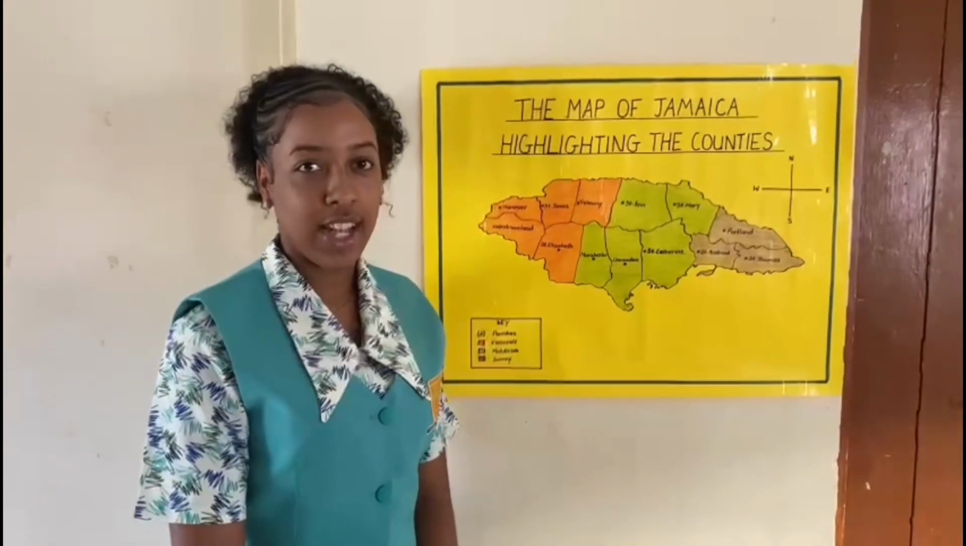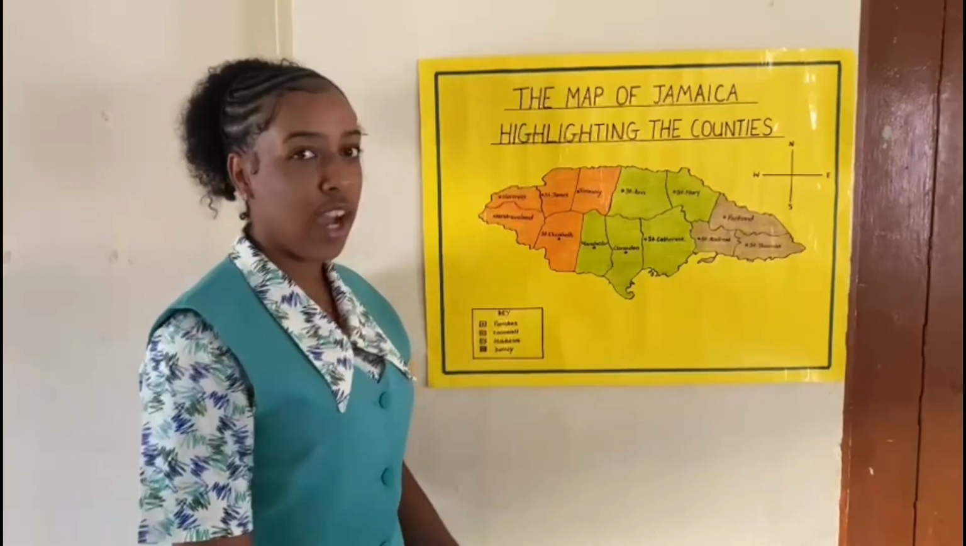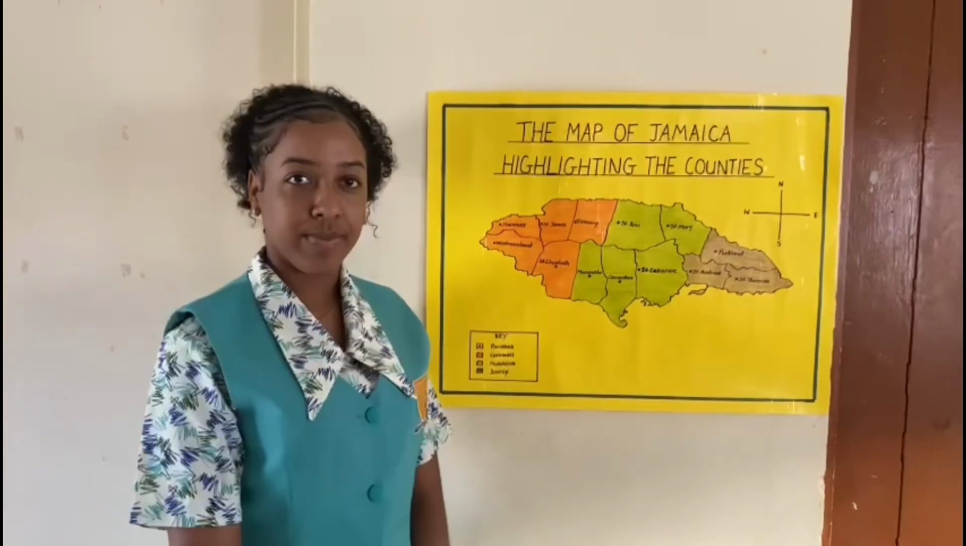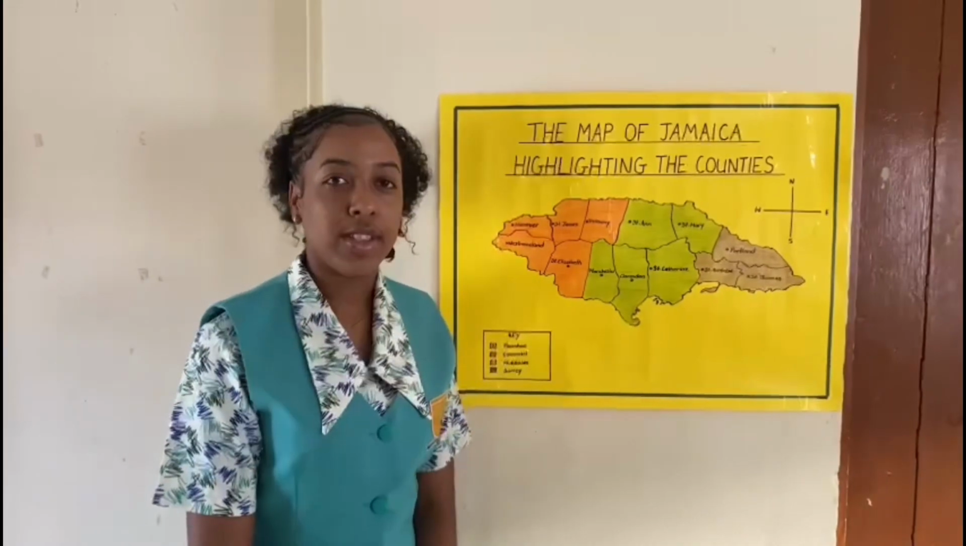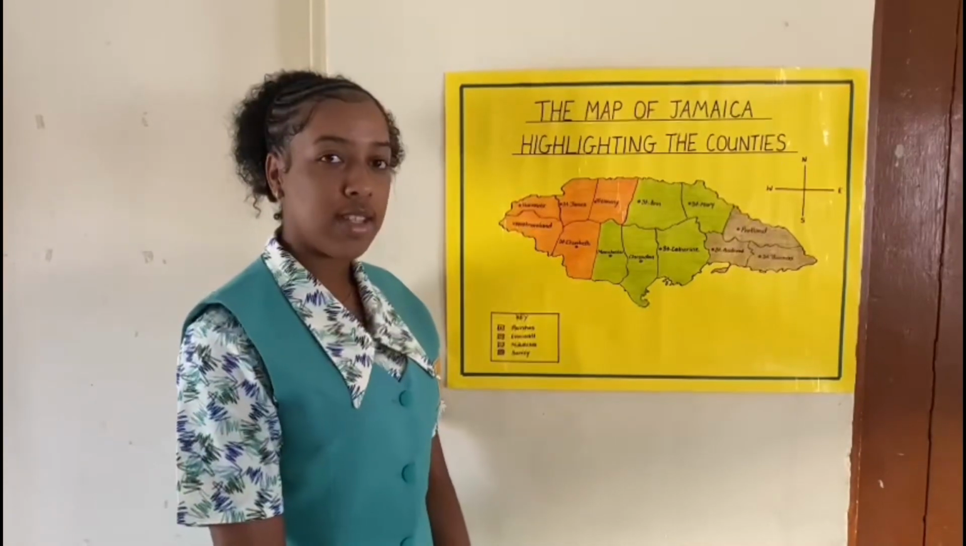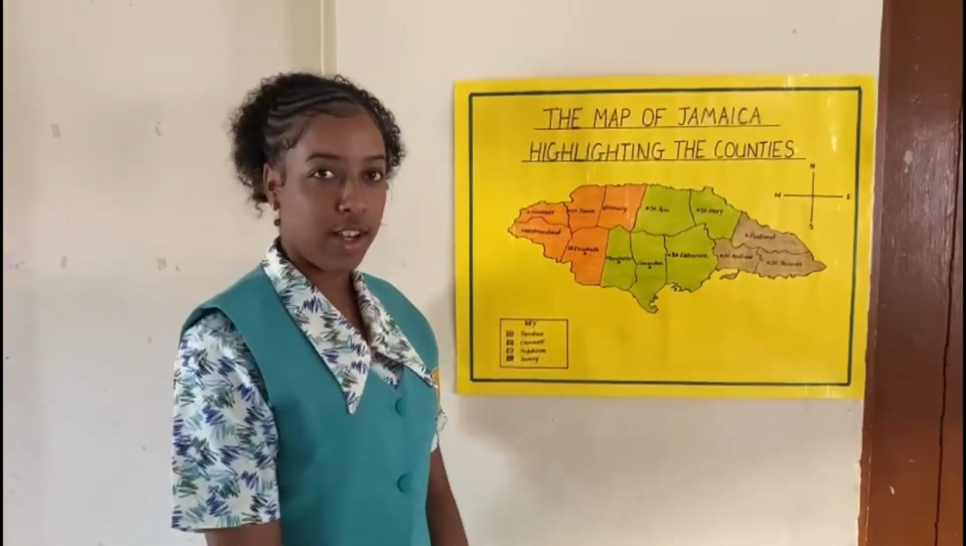The second teaching and learning resource we have is a chart with the map of Jamaica highlighting the 3 counties. It will be used to teach grade 4 students the topic Jamaica's counties under the theme Living Together.